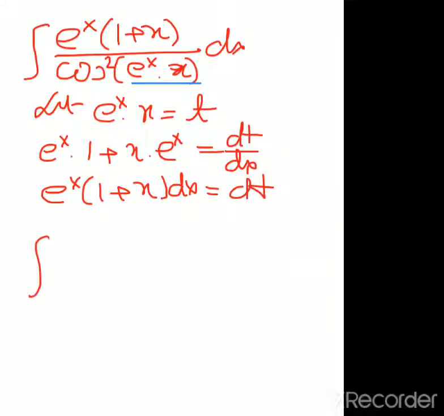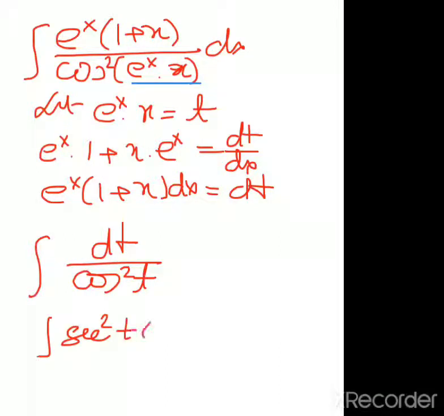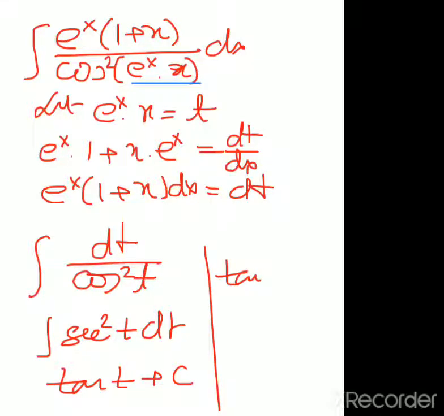Integral, the numerator will become purely dt upon cos square t. 1 upon cos square t, I can write as sec square t dt. And the integral of sec square t is tan t plus c. We need to put the value of t. In place of t, it will be coming tan of e to power x into x, plus c.